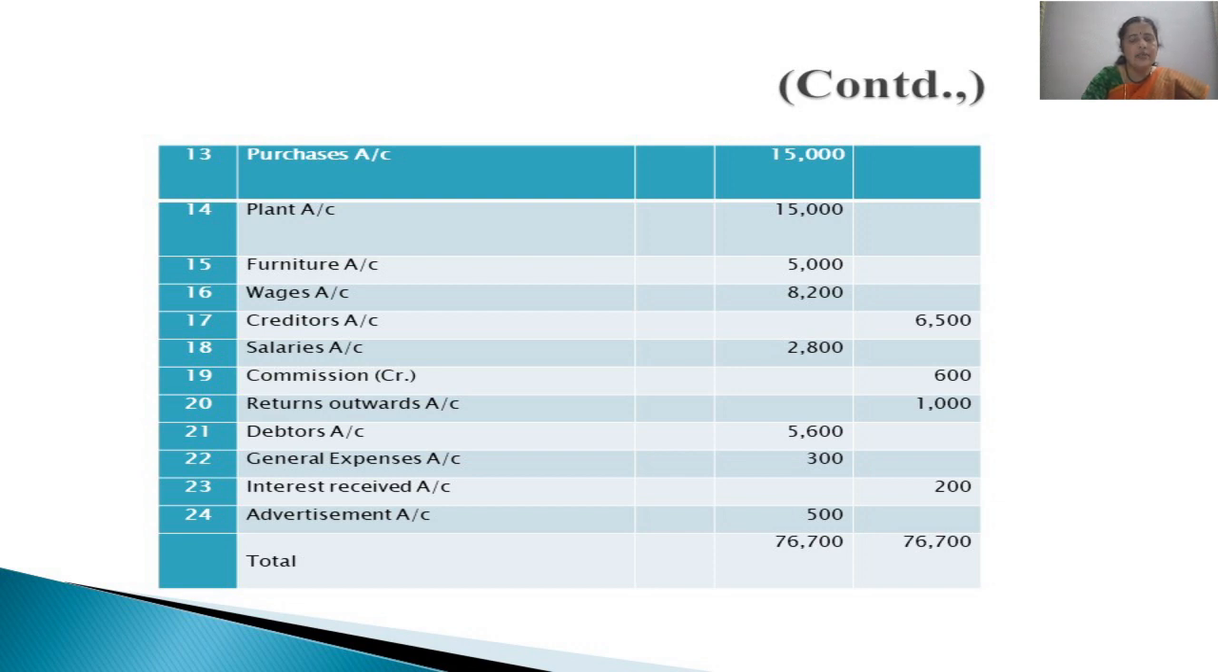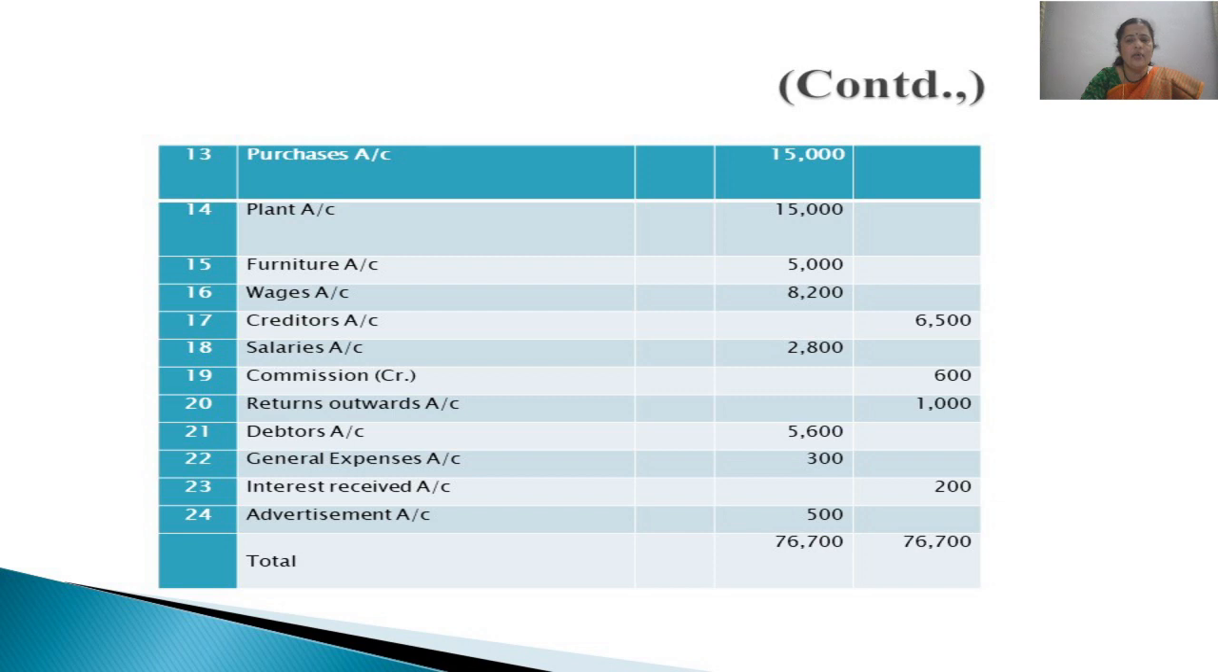Then wages account is an expense, debit. Creditors, credit. Yeah, one more thing. Creditors account you have to credit. You have to write it on the credit side. Debtors account you have to write it on the debit side. Then salaries. Salaries is an expense, debit. Commission, credit. See, it has come now. Commission credit means undoubtedly write it on the credit side.